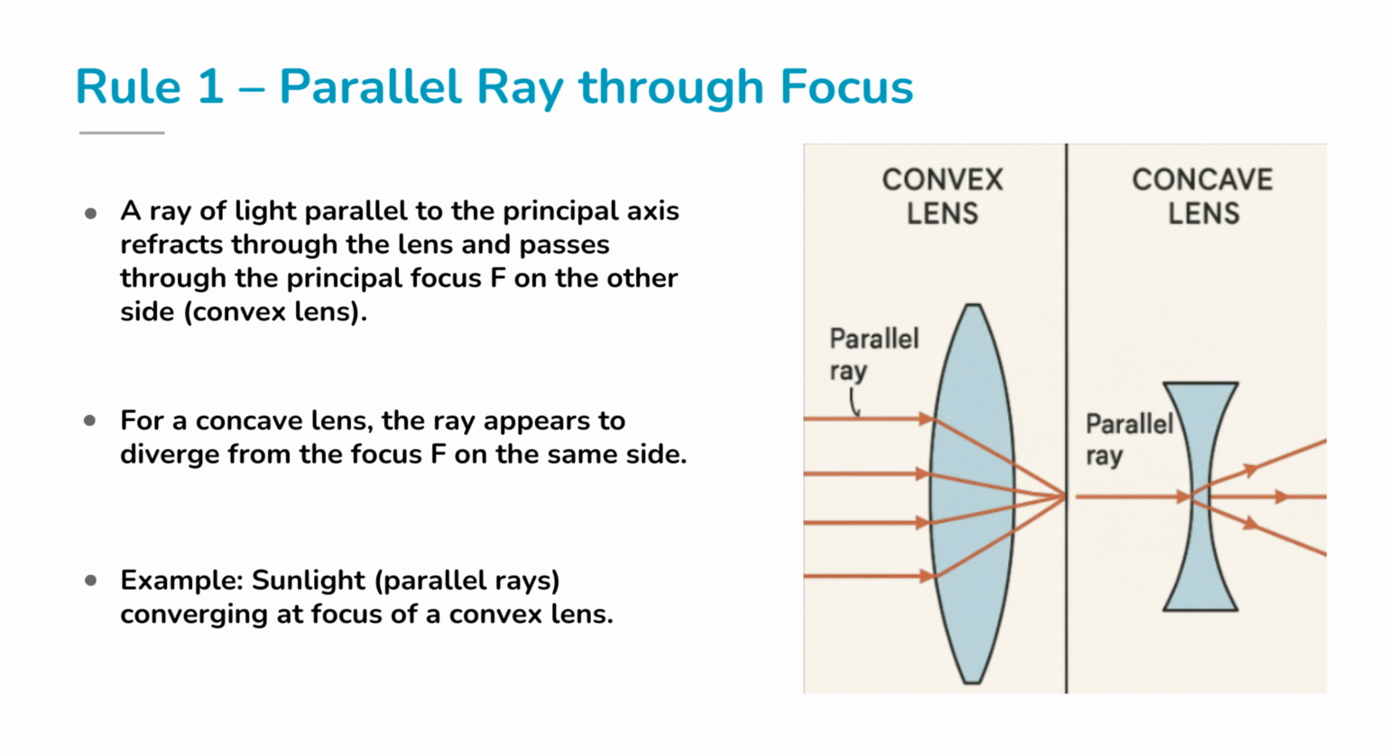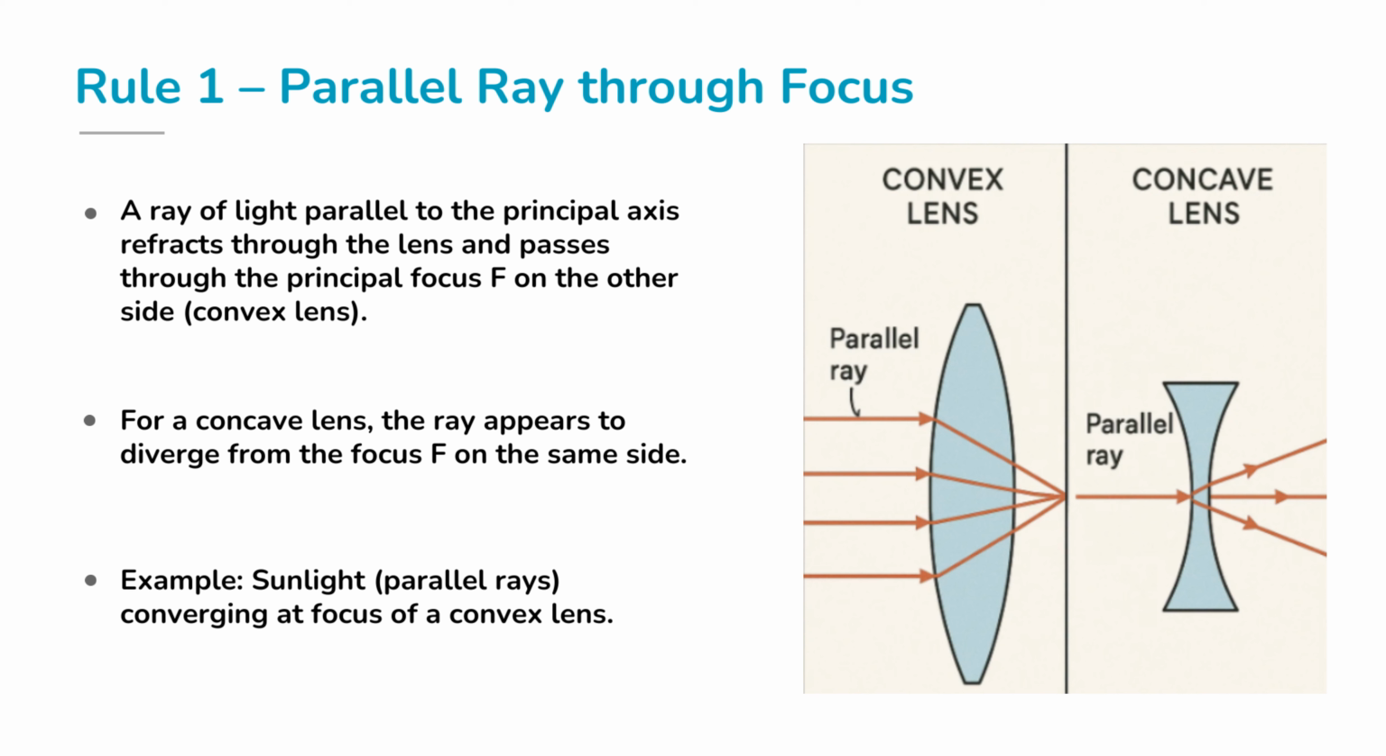Here's a classic real-life example, sunlight. All those parallel rays from the sun, when passed through a convex lens, converge at the focus. That's why you can use a magnifying glass to burn a piece of paper on a sunny day. Warning though, don't try it indoors with your spectacles, or you'll accidentally discover why ants don't like magnifying glasses.